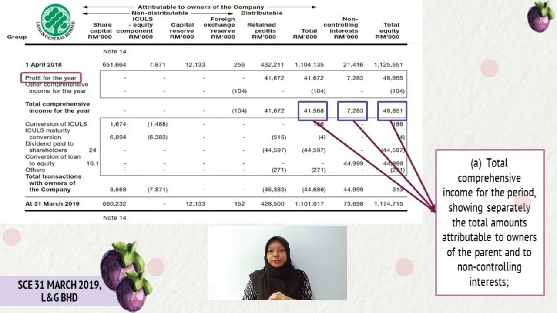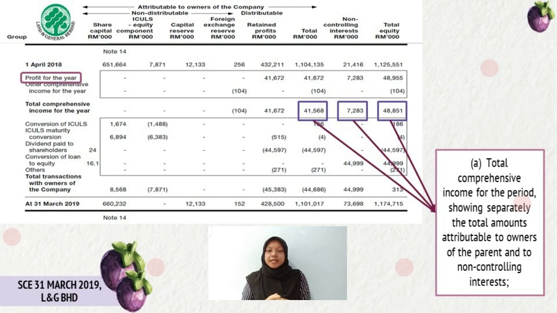Now, let's continue with the information that should be presented in the statement of changes in equity. First, MFRS 101 para 106A stated the statement of changes in equity should show total comprehensive income for the period and separately show the total amount attributable to owners of the parent and to non-controlling interest.